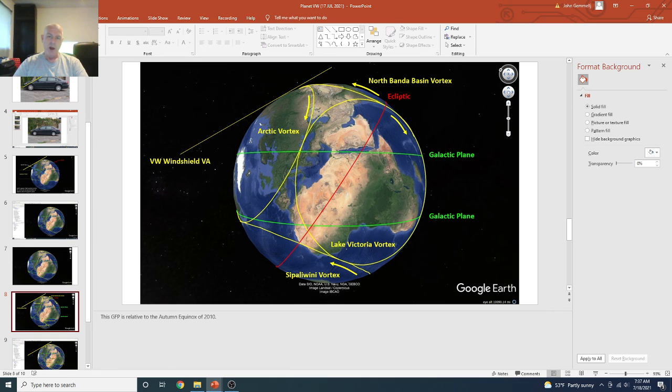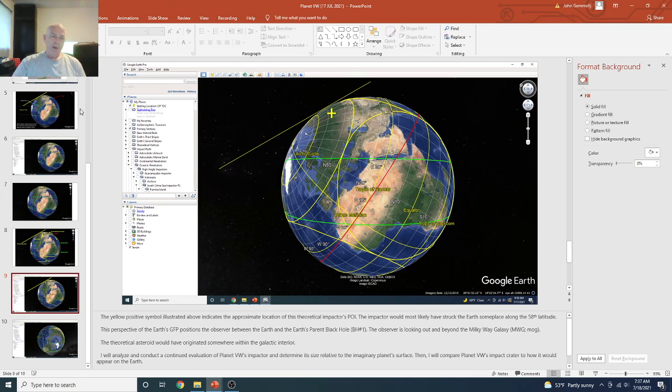And then, of course, I have my red ecliptic coming across here. What is the ecliptic? The ecliptic is basically the Earth's orientation in relation to the solar system plane. All right? And this is Earth's orientation in relation to the galactic plane. Next screen, right down here.